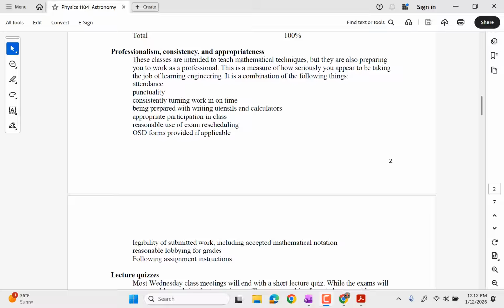Coming to tests, you should have a writing utensil, you should have a calculator with batteries.